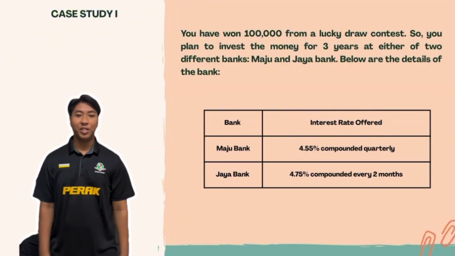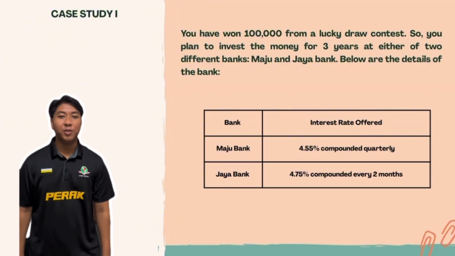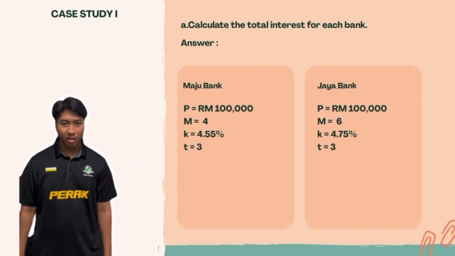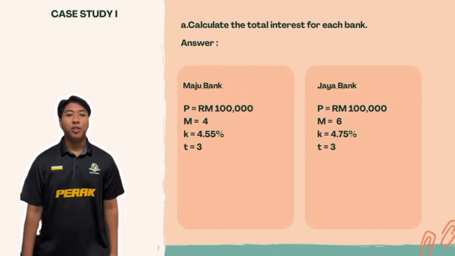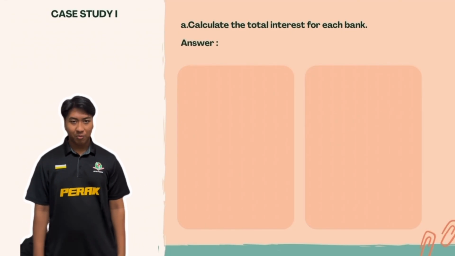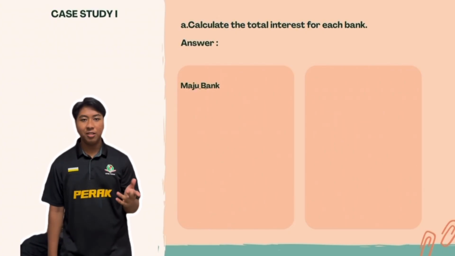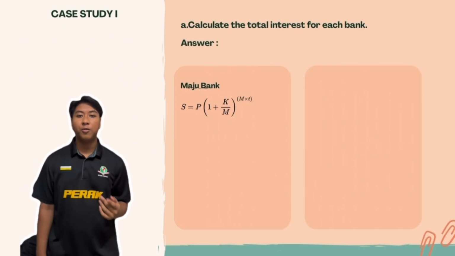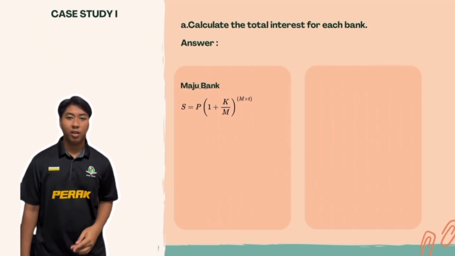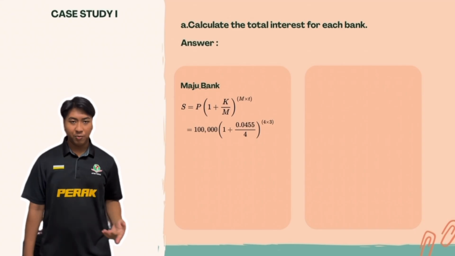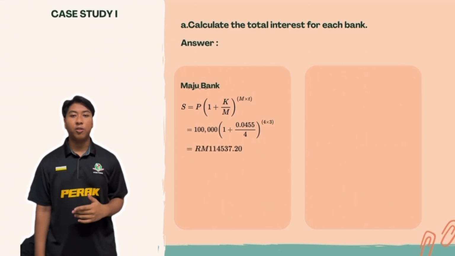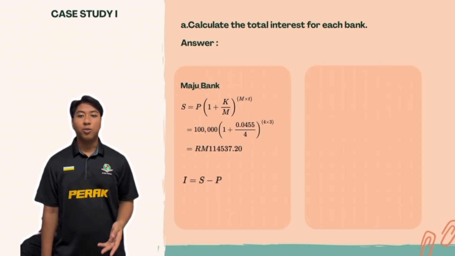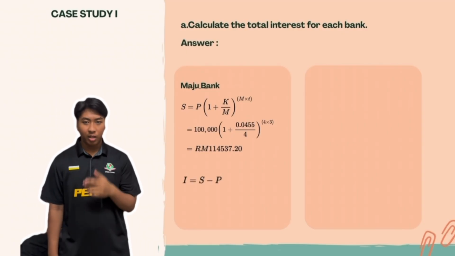Okay, for the first question, we need to find all of the information from the question and decide what formula we want to use. After that, we put all of the information into the formula. The formula is S equals P(1 + k/m)^(mt). After we find the future value, we need to find the total interest. The total interest formula is I equals S minus P.